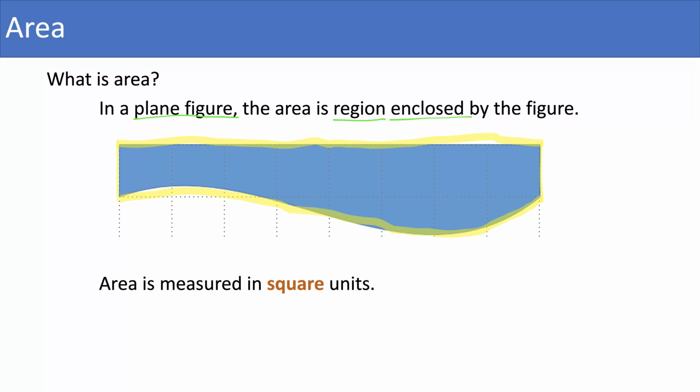And the region enclosed, the area, is all this shaded lovely blue part. So when you find the area of any figure, you are dividing it up into square units. That's why, when you do area, it is a unit square or square units.